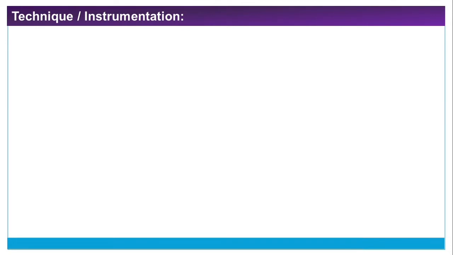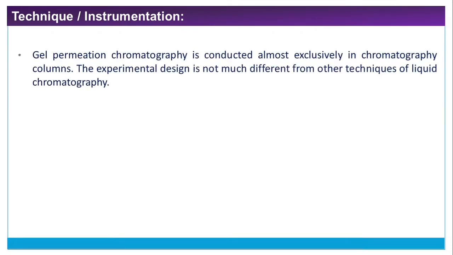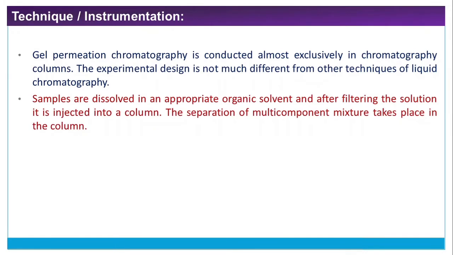Now we'll see the instrumentation. Gel permeation chromatography is conducted almost exclusively in chromatographic columns. The experimental design is not too different from other techniques of liquid chromatography, so the instrumentation is not very different. Samples are dissolved in an appropriate organic solvent, and after filtering the solution, it is injected into the column. Same as in the previous chromatographies we have seen, liquid chromatography or gas chromatography, we have to inject the sample in the form of a solution.